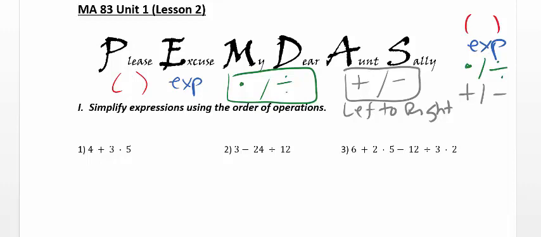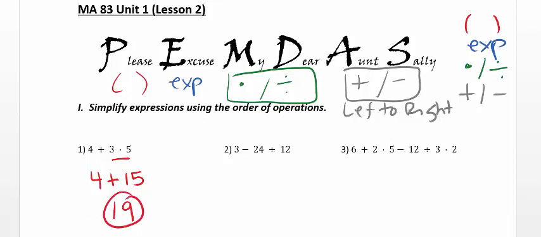So looking at problem number 1, as we read 4 plus 3 times 5, we first check: no parentheses and no exponents. So then we're going to do all of our multiplication and division in order from left to right. I see a multiplication right here, so I'm going to take care of that. 3 times 5 is 15, and then I can go back and add 4 plus 15 is 19.